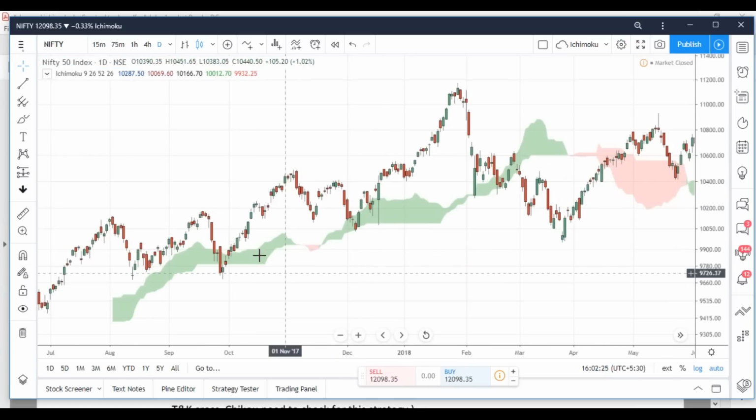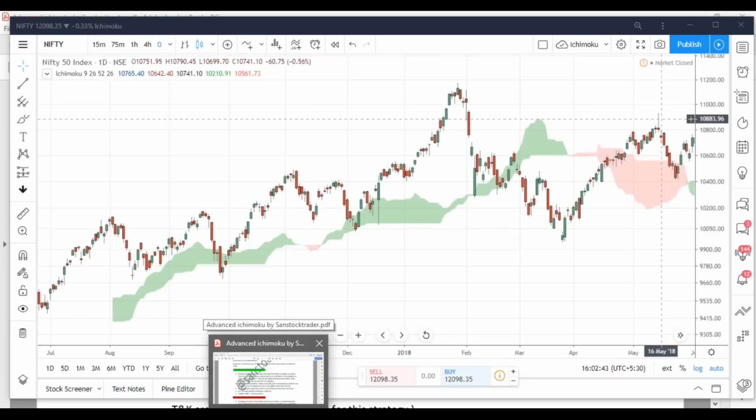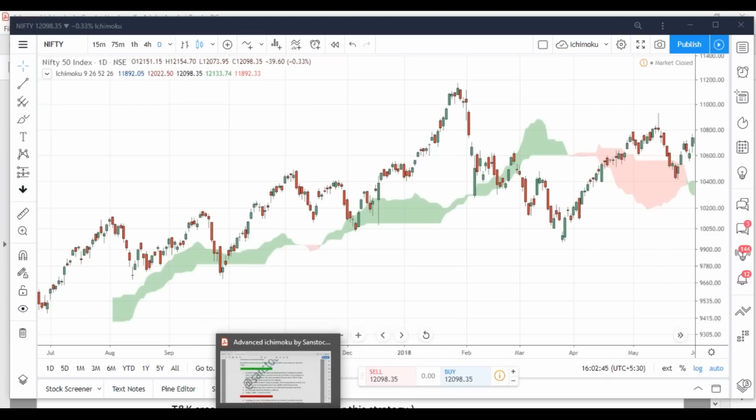So especially the cloud bounce strategy on the daily chart on Nifty and Bank Nifty is working fantastically. It is also working superbly on hourly and 15-minute. Okay, so let's proceed further.